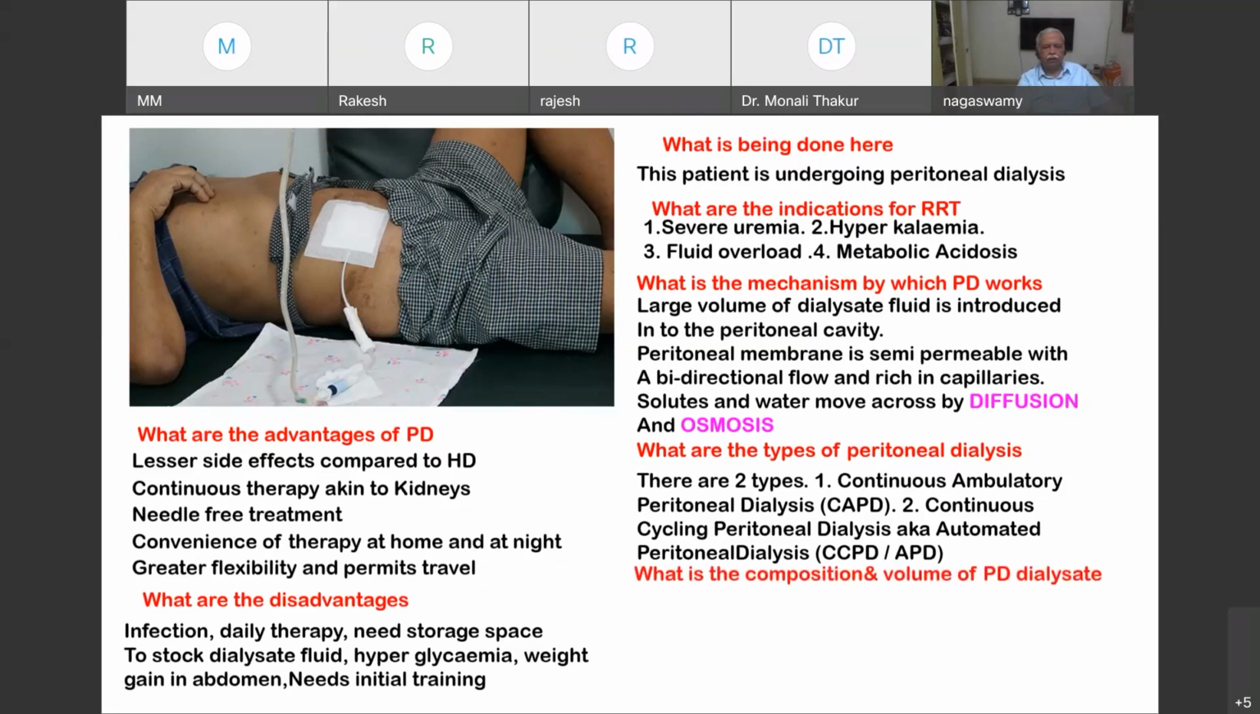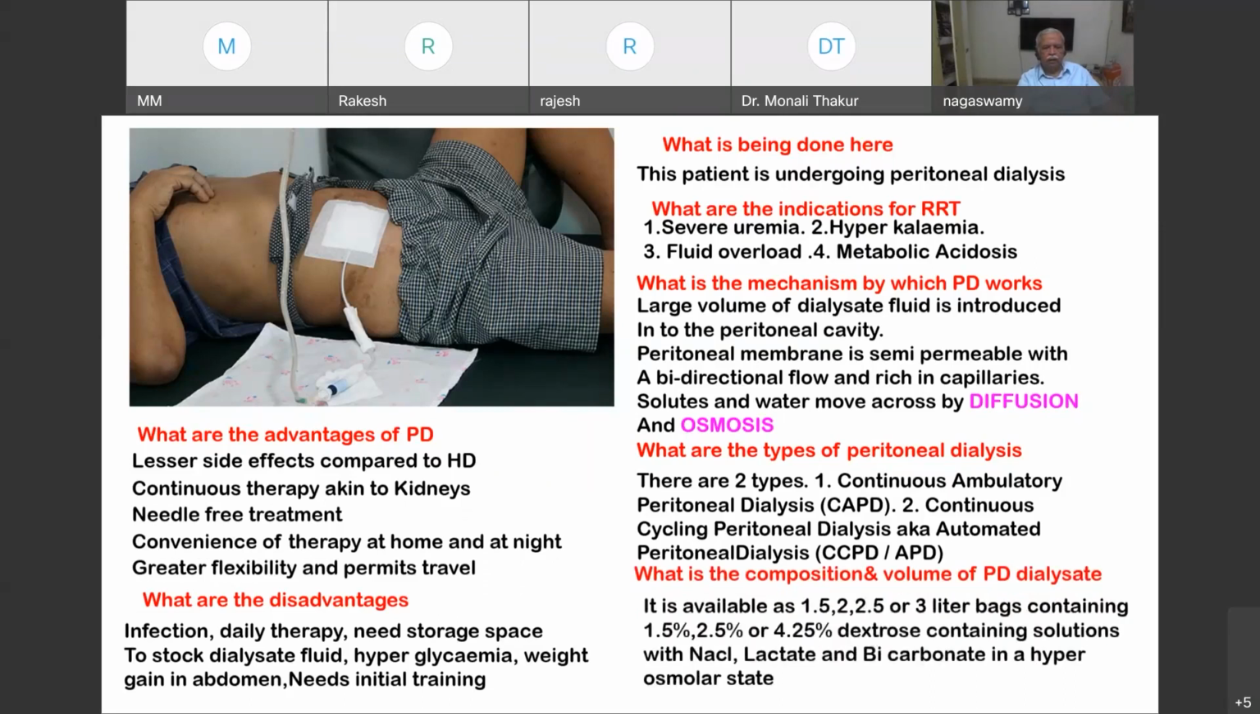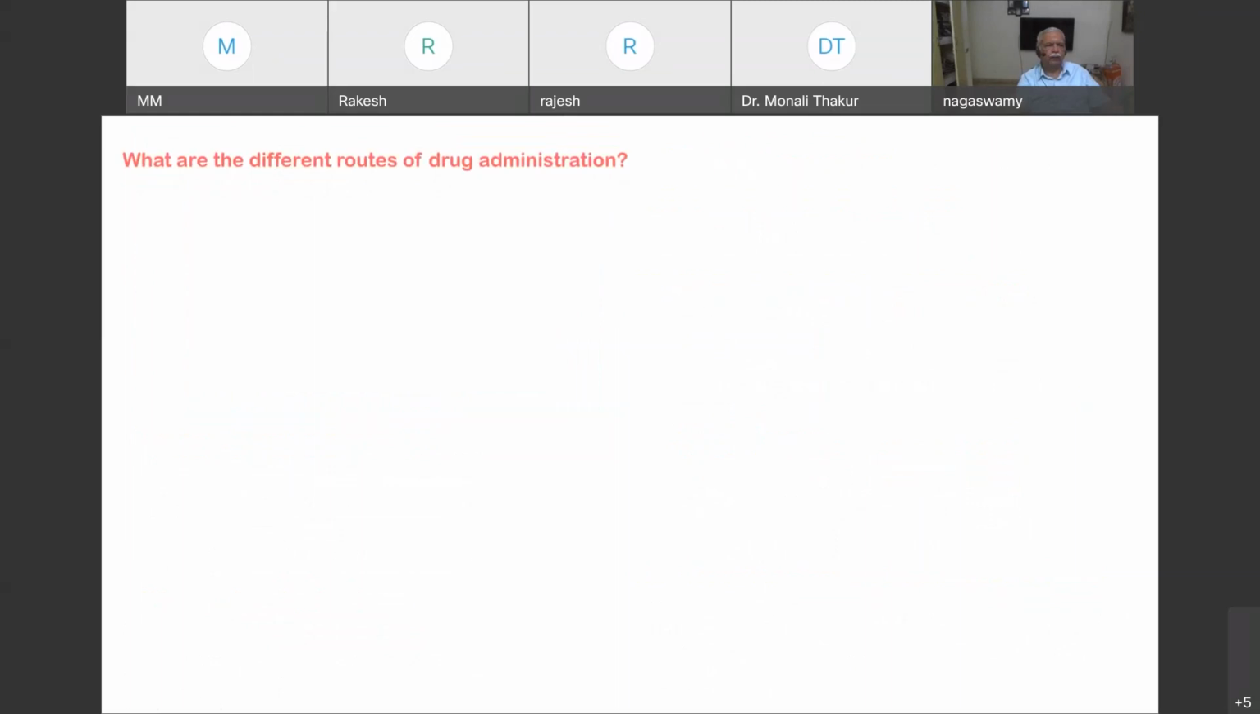Then the composition and volume of PD dialysate: it is very rich in glucose, so the patient may get hyperglycemia. It is available in various sizes, 1.5 liters, 2.5, 3 liters, and contains 1.5%, 2.5% or 4.5% dextrose. So patients who are even non-diabetic may have high blood sugar because of the use of such high sugar containing dialysate fluid.